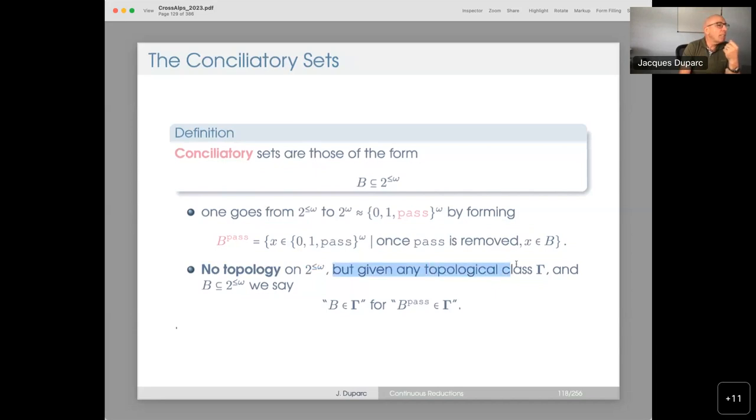But given any topological class gamma, and any conciliatory set B, I can say B belongs to gamma. So I may say B is open, B is closed, B is Borel. By this, I mean B pass is open, B pass is closed, B pass is Borel, because B pass is really a subset of this topological space, which is homeomorphic to the Cantor space. Okay.